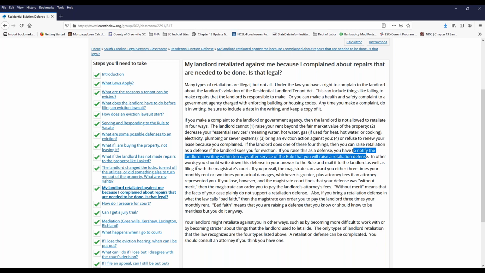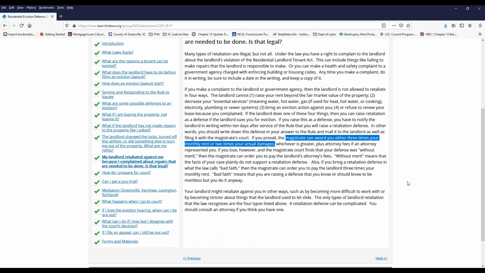So if you want to raise a retaliation defense, you're required to write down your defense in an answer to the rule. And if you prevail, the magistrate can award you 3 times your monthly rent or twice your actual damages. So if the landlord has said you failed to pay 2 months rent and you raise a valid retaliation defense that entitles you to 3 months rent, then you're really 1 month ahead and you shouldn't be evicted on the basis of non-payment of rent under that hypothetical.